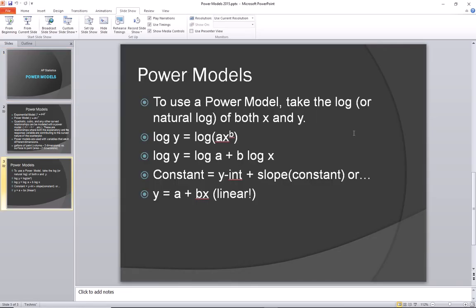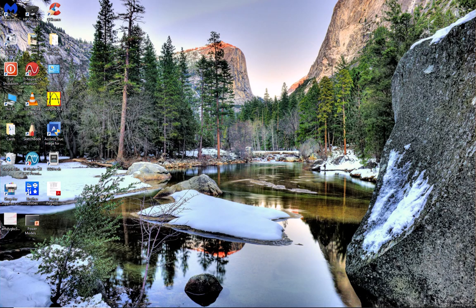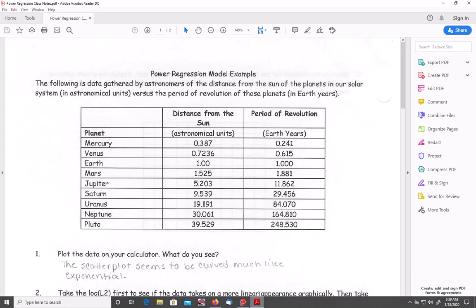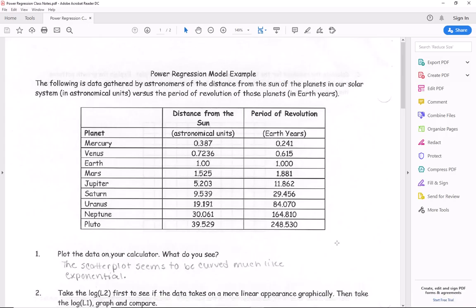All right, so let's go ahead and look at the example. We can close this out. That's in your packet. And I believe this is the distance in astronomical units. Looking like we're on pages 16 and 17 in your packet. So if you turn to page 16, this is what we've got.